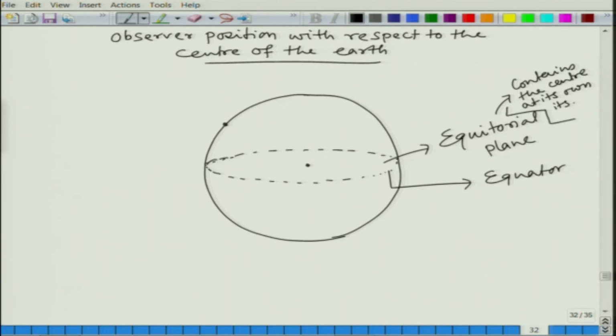Okay. Now, if we want to designate your position with respect to the center of the earth, we need to find out what angle you make with the equatorial plane. Okay. So, let me just write, this is the observer, and this is the center of the earth.